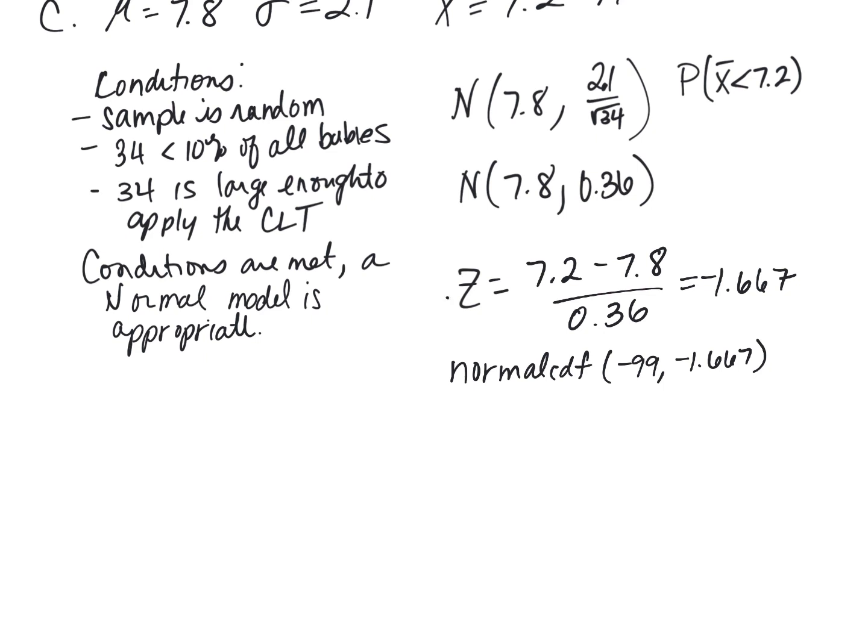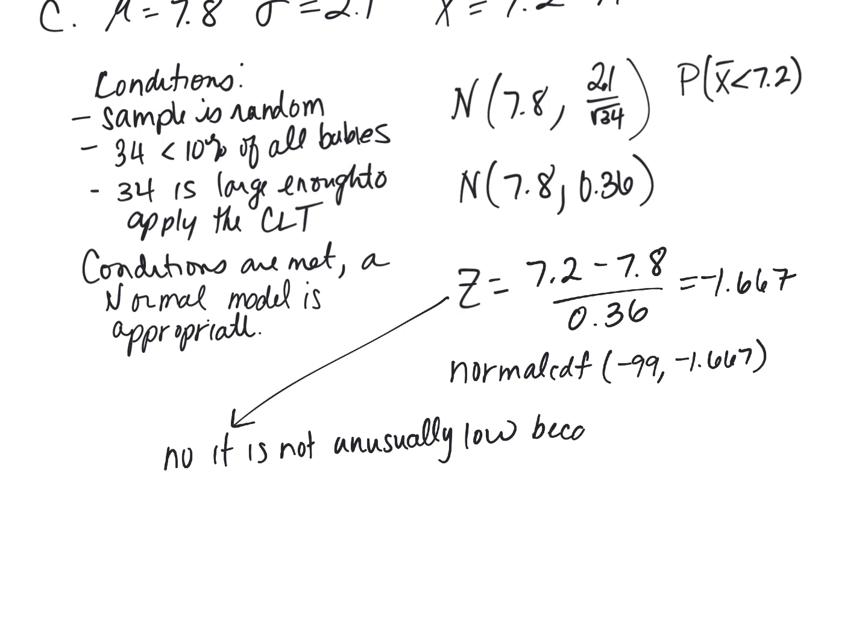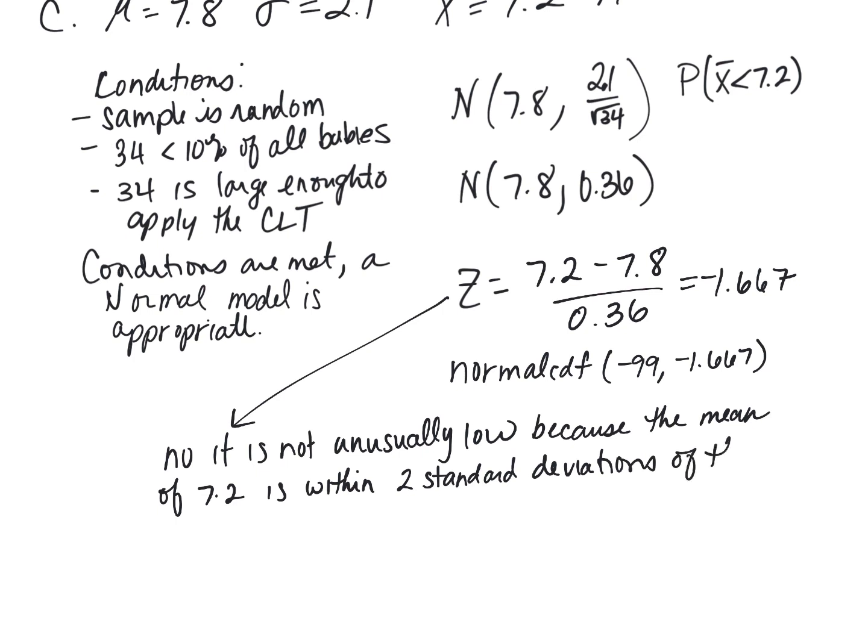Okay, so we can say no, it is not unusually low, because the mean of 7.2 is within 2 standard deviations of the mean, which occurs approximately 95% of the time.